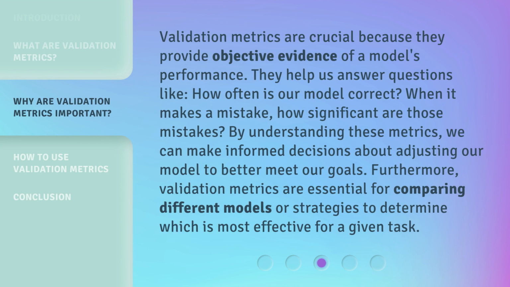Validation metrics are crucial because they provide objective evidence of a model's performance. They help us answer questions like, how often is our model correct? When it makes a mistake, how significant are those mistakes? By understanding these metrics, we can make informed decisions about adjusting our model to better meet our goals. Furthermore, validation metrics are essential for comparing different models or strategies to determine which is most effective for a given task.